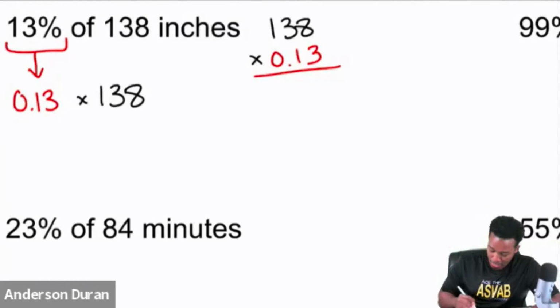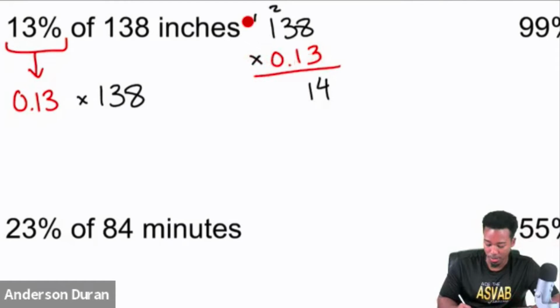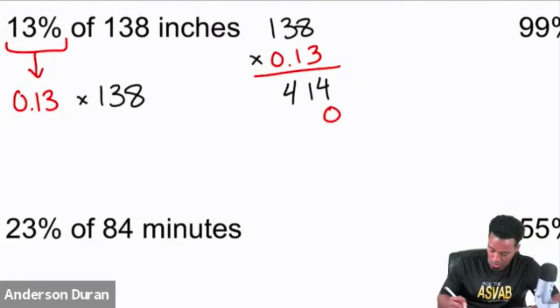Let's get to it. So 8 times 3, 24. 3 times 3, that's 9. Plus 2 is 11. Then here, 1 times 3, that's going to be 3. Bring that 1, that's going to be a 4. Great. Now, up next, we're going to drop down to the next digit, which means we are going to place a 0.